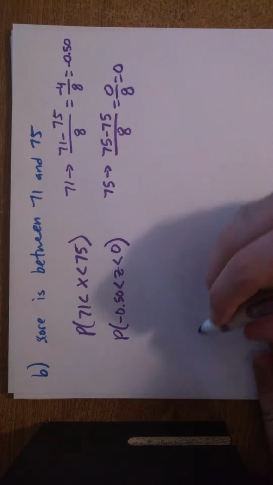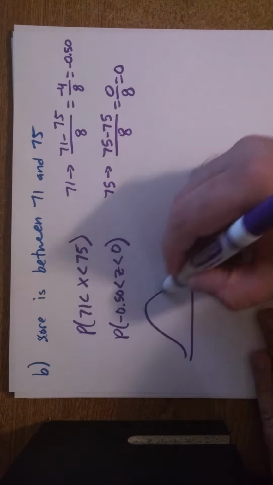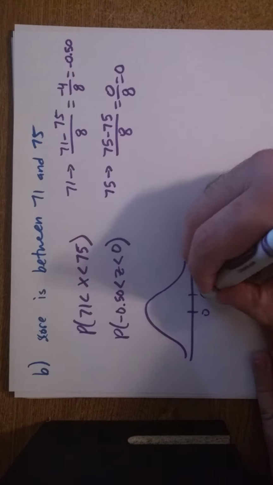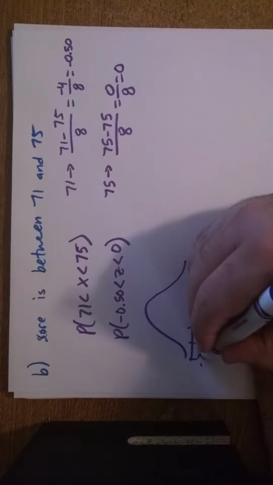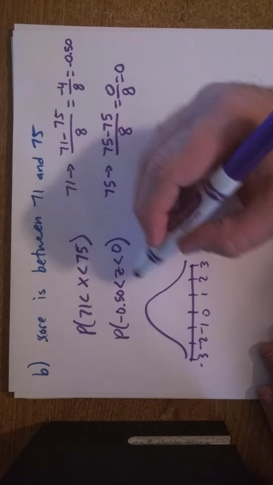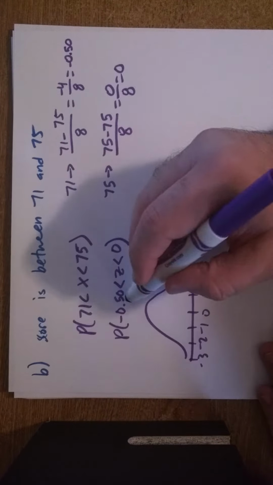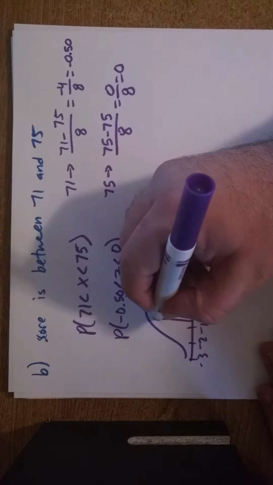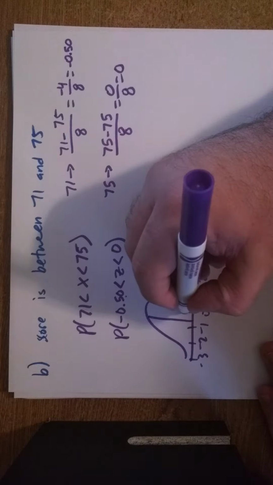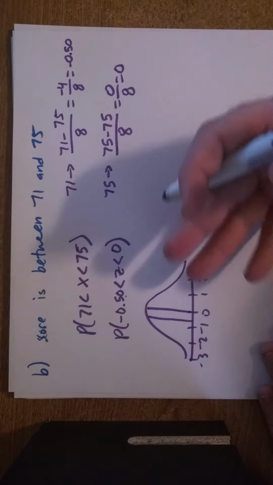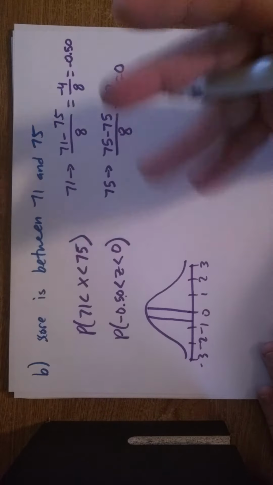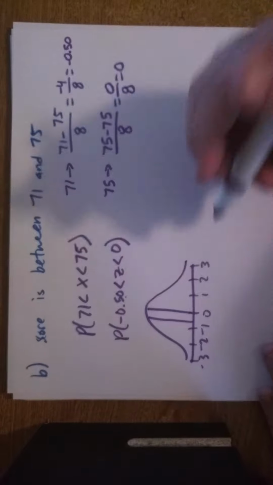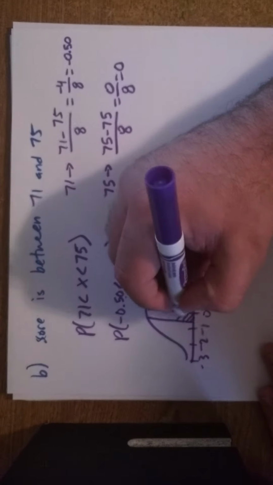So let's think about what's going on here. Let's go ahead and draw another bell curve. So we have 0, 1, 2, 3, negative 1, negative 2, negative 3. And what are we trying to find? Well, let's go ahead and mark both these points. Negative 0.5 is right here. 0 is right here. So I have to draw 2 lines for this problem. The other one, I only drew 1 line because I only had 1 number involved. So we're trying to find this sliver right here.